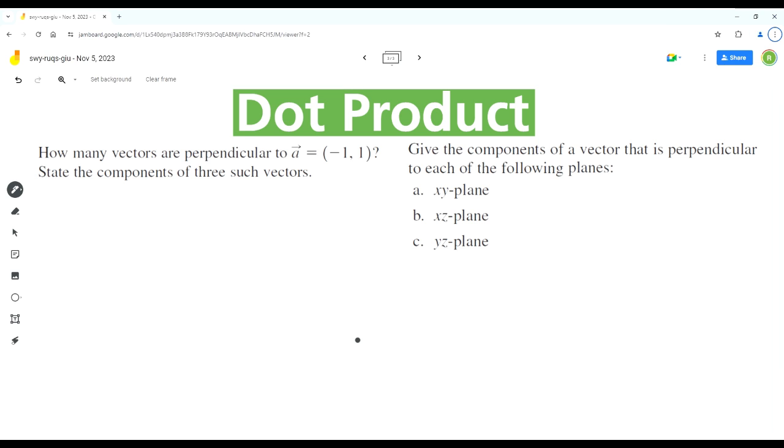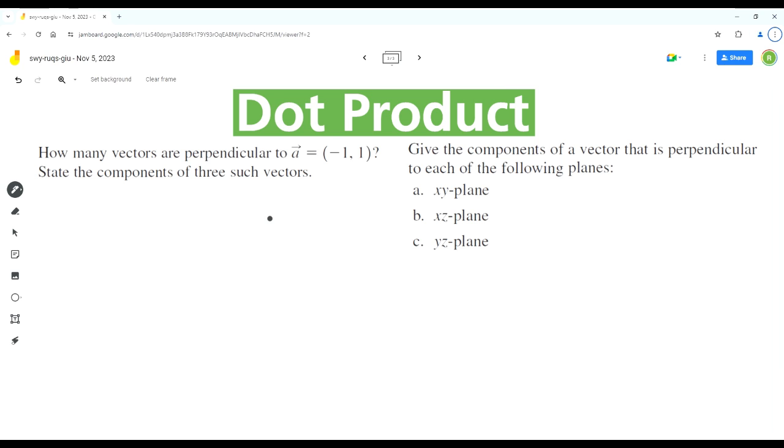So in this video, we'll solve these two problems using the concepts of dot product. So let's start with the first problem. How many vectors are perpendicular to vector A, which is equal to -1, 1? State the components of three such vectors.